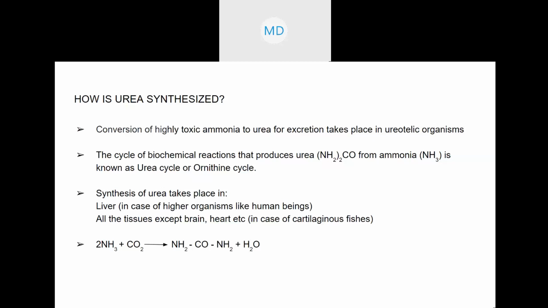And where does urea synthesis take place? Urea synthesis takes place in the liver in the case of higher organisms like human beings. In the case of fishes and lower organisms, urea synthesis takes place in maximum of the tissues, everywhere except organs like the brain and heart. But in the case of human beings, urea synthesis takes place only in the liver.